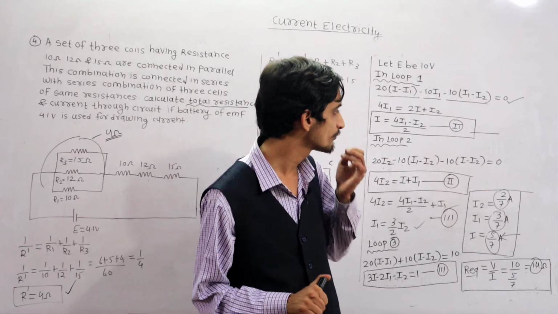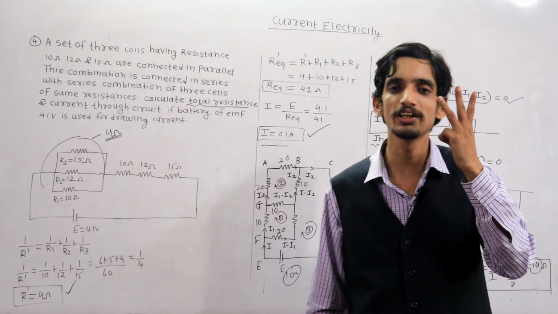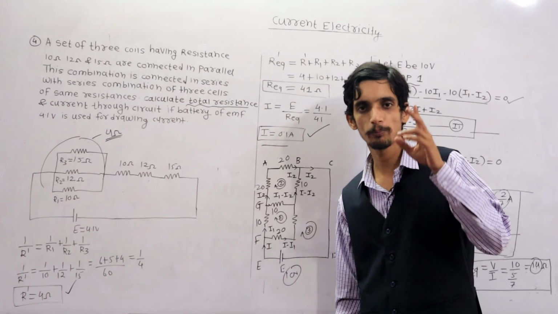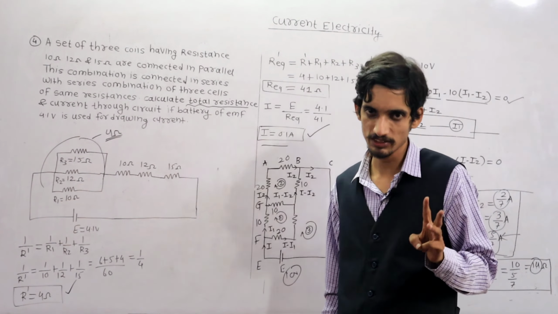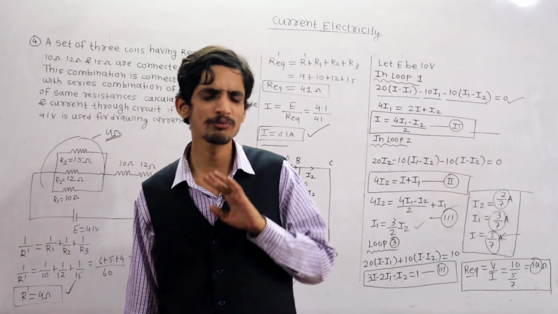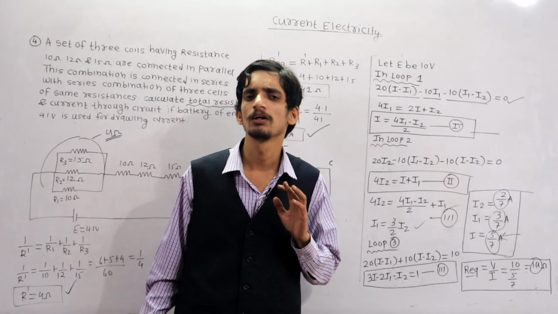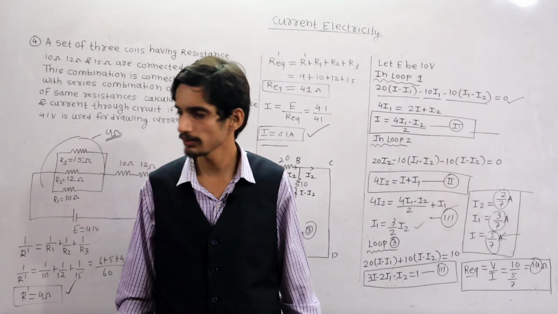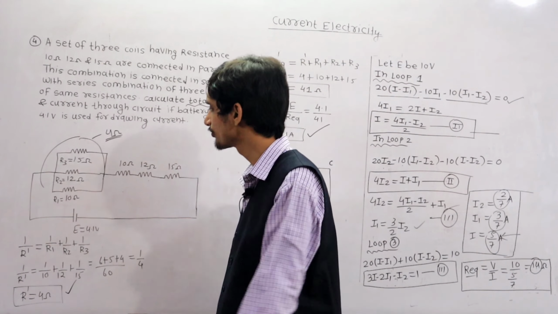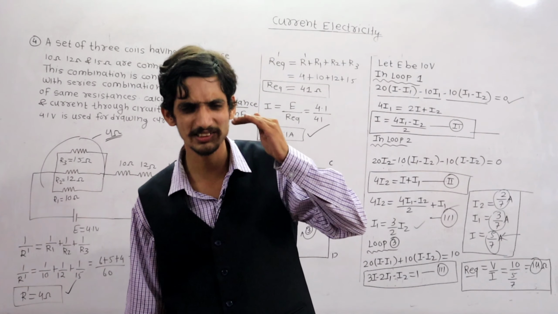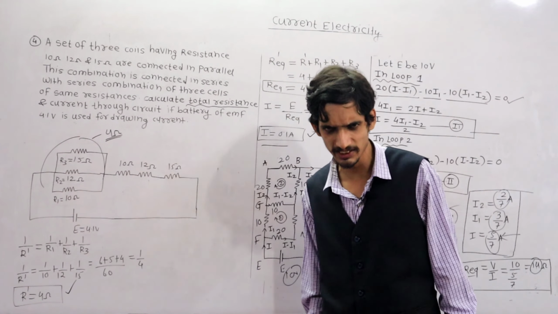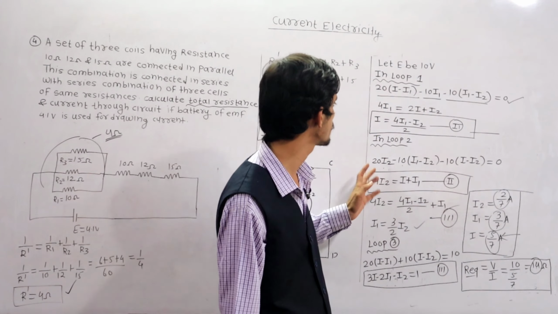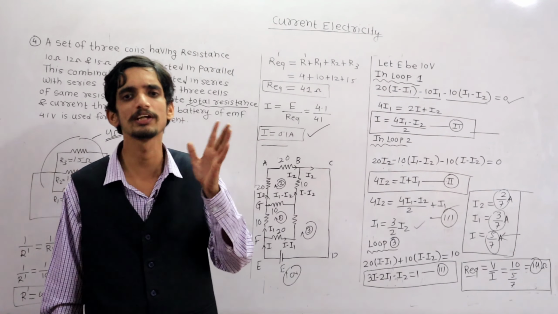So in this way, you have to apply KVL in 3 loops, obtain 3 equations, and calculate I1, I2, I. Then after calculation of I, you can easily determine the R equivalent, that is V upon I, that is 10 upon 5 by 7. Okay. So this question number 4 was based on a combination of cells in parallel and series, and question number 5 is purely dependent on Kirchhoff's voltage law.